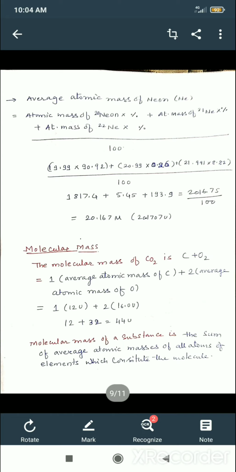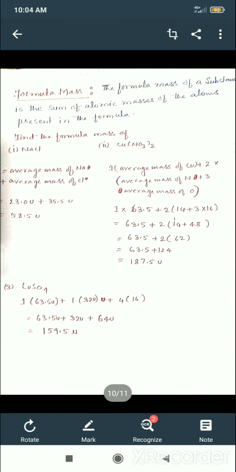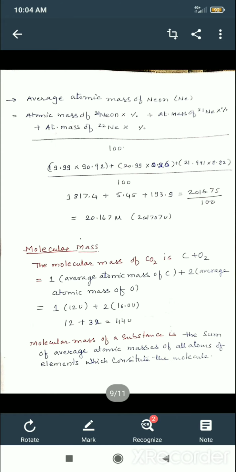Then we have calculated molecular mass. Molecular mass is the sum of average atomic masses of all atoms of elements which constitute the molecule. So now the next part, that is formula mass. The formula mass of a substance is the sum of atomic masses of atoms present in the formula. See, molecular mass is the sum of average atomic masses of all atoms of elements which constitute the molecule.